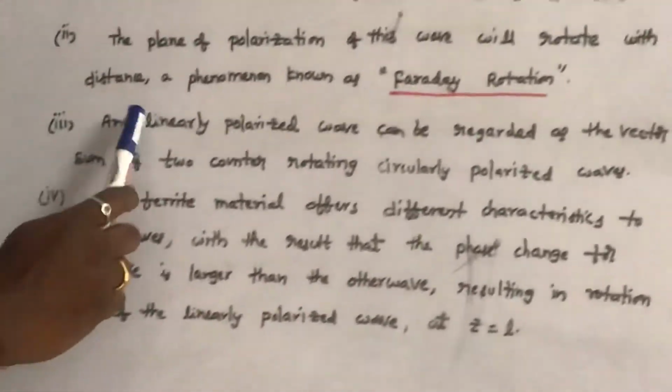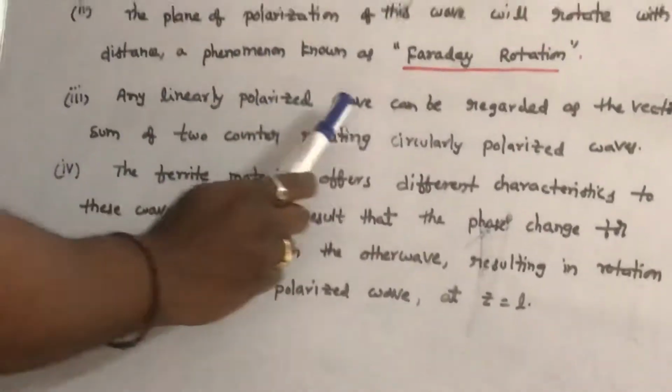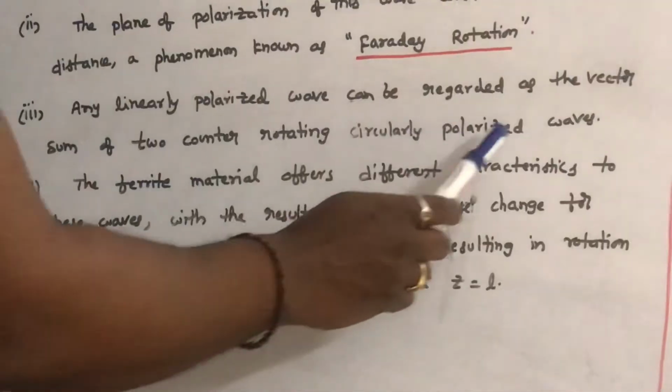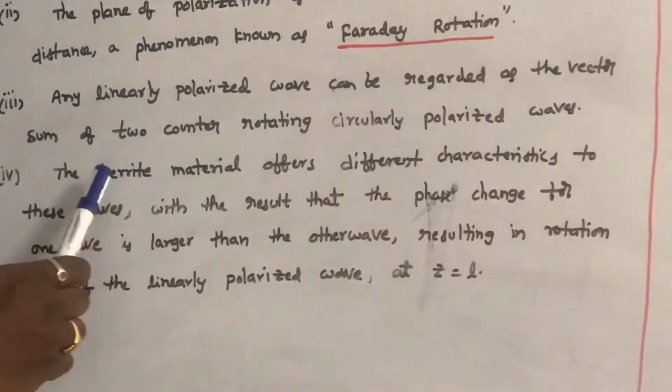Here, any linearly polarized wave can be regarded as the vector sum of two counter rotating circularly polarized waves, which we have mentioned in the diagram.